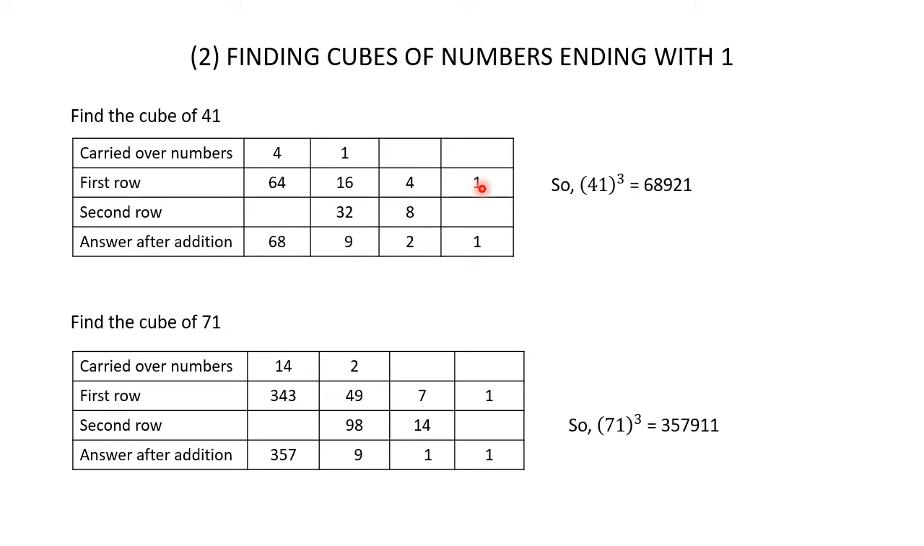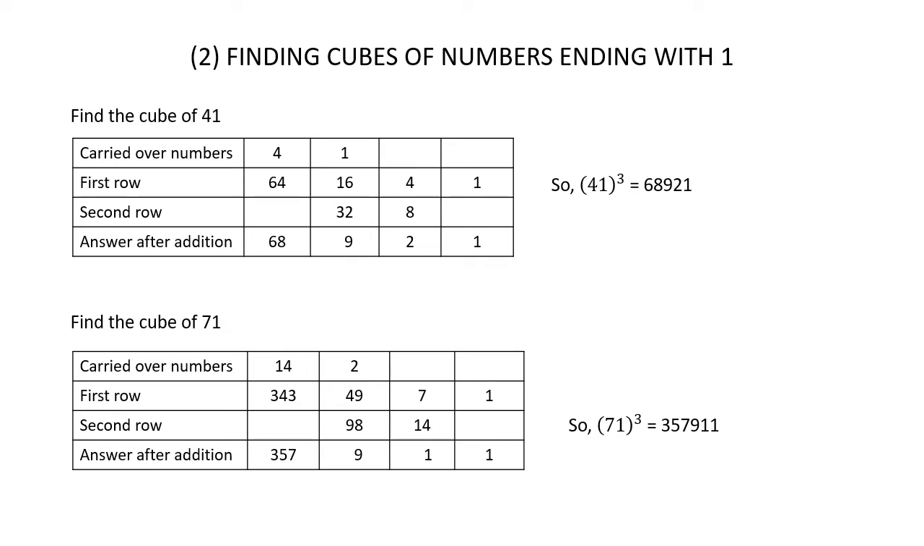Now add the numbers in the first and second row. Since 1 is a single digit number, write 1 as it is in the answer. 4 plus 8 is 12. Write 2 in the answer and carry over 1. 1 plus 16 plus 32 is 49. Write 9 in the answer and carry over 4. 4 plus 64 is 68. Write 68 in the answer. Now finally you have the answer as 68921. So 41 cubed is 68921.